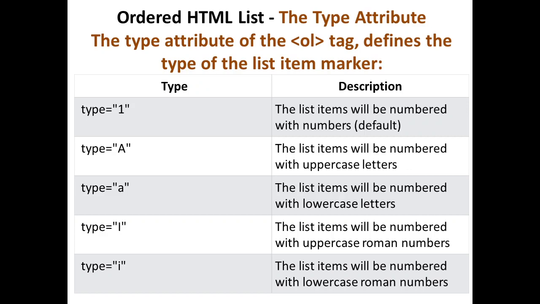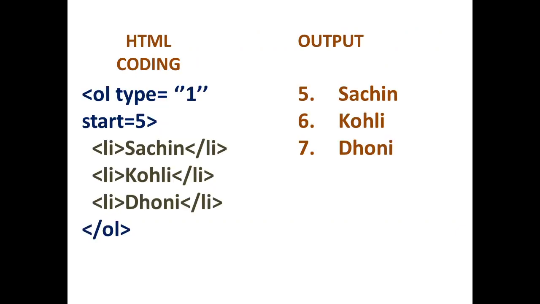And type is equal to Roman letter I. If it's going to be an uppercase Roman letter I, then the numbers are going to be displayed as I, II, III, and IV, in Roman letter case. If it's going to be a smaller i, it's going to be lowercase Roman letters. This coding briefly explains to you the use of the attribute type.